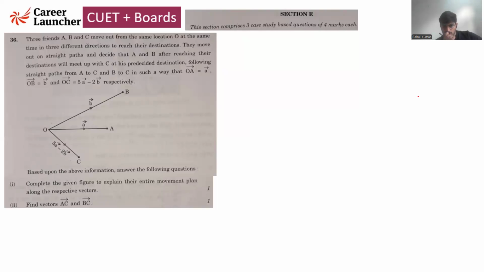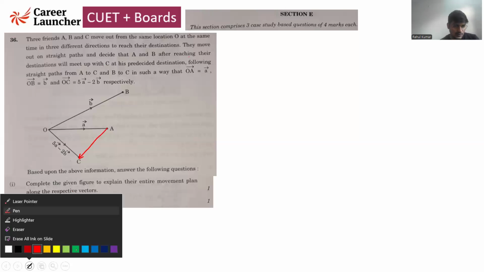Let's go with this. The first case study is: three friends, A, B, and C, are moving out from the same location, and they move on a straight line path. A and B, after reaching their direction, will meet C at his pre-decided destination. So A will meet C, and B will also meet C after completing their destination.